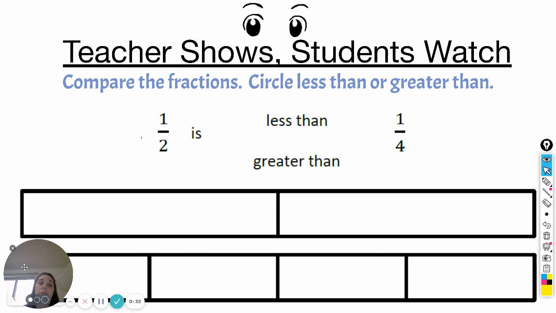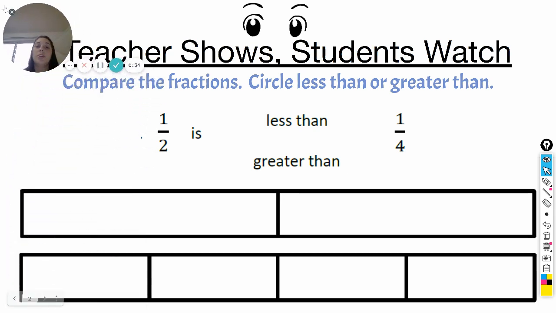First up, I have an example here. It says compare the fractions, circle less than or greater than. Okay, so first let's look at our less than and greater than. Less than would mean it is smaller. Greater than would mean it is bigger.